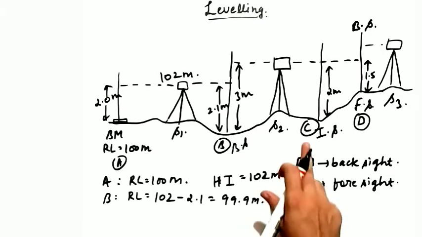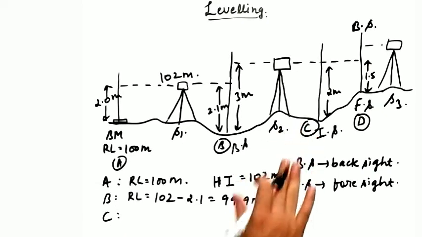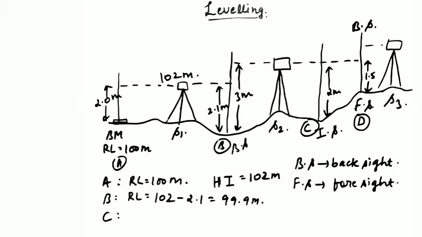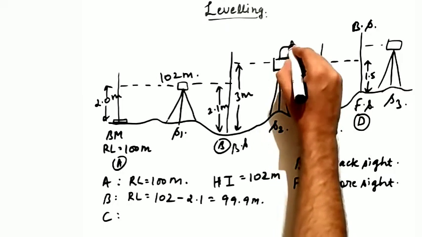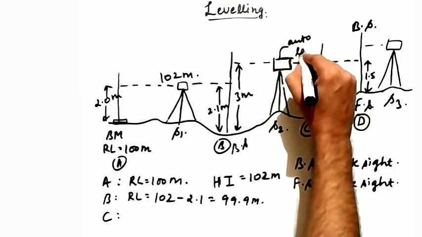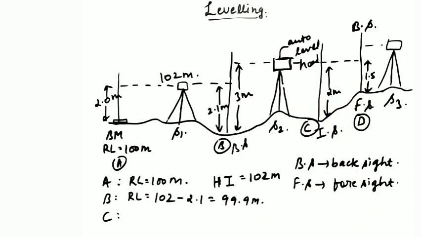Now you will ask how to calculate the RL of point C. Since you have changed the station and the instrument is set up at a new point, the instrument will have a new height. This height is not actually the height of the instrument, but the height of this particular level. This is called the auto level head. The auto level head is at how much height from the mean sea level? This is called the height of instrument.